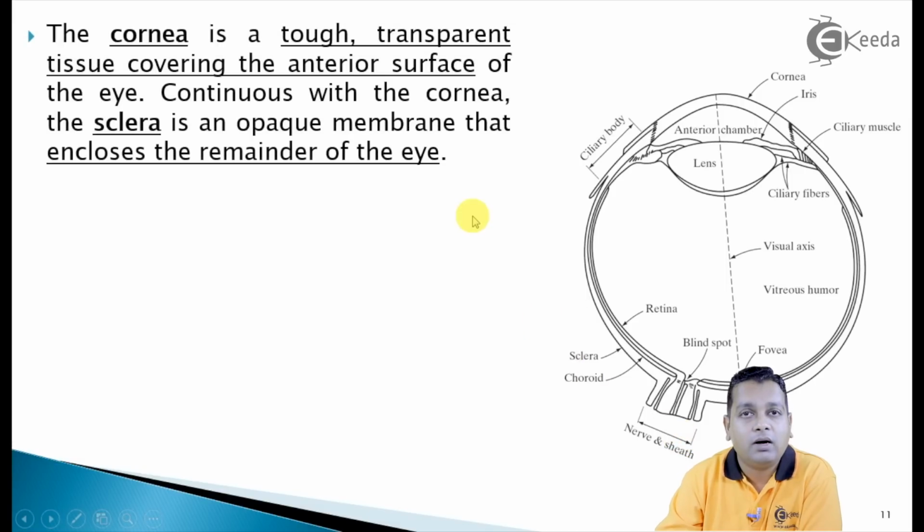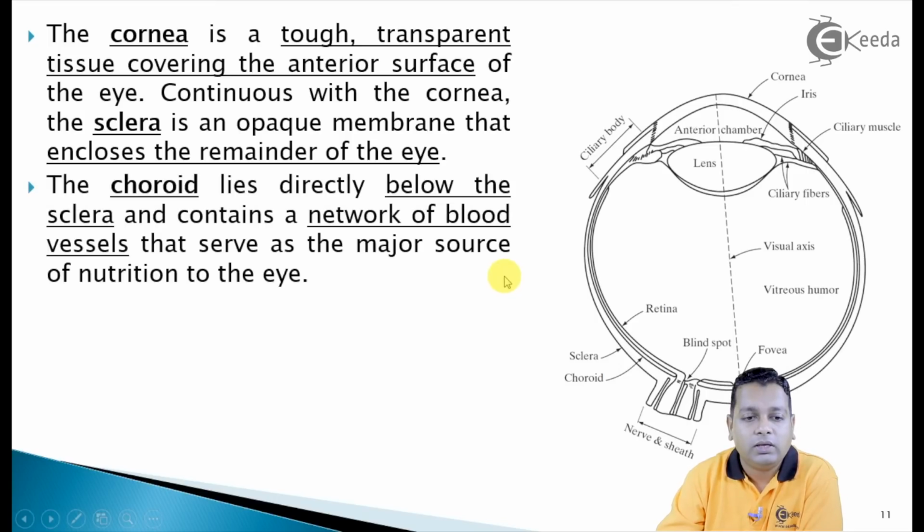So the points regarding the first membrane, that is the cornea. The cornea is a tough transparent tissue covering the anterior surface. This is the anterior surface here, and it is continuous with the sclera, and the sclera is the opaque membrane that encloses the remainder of the eye. So on the anterior side we have the cornea here, and on the remaining portion we have the sclera here.